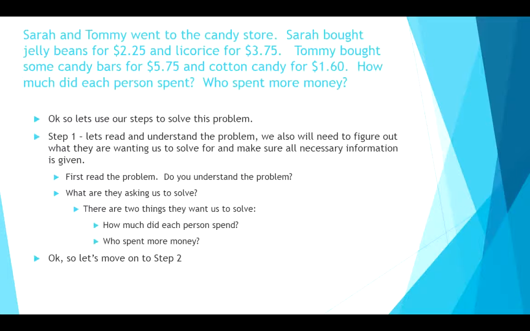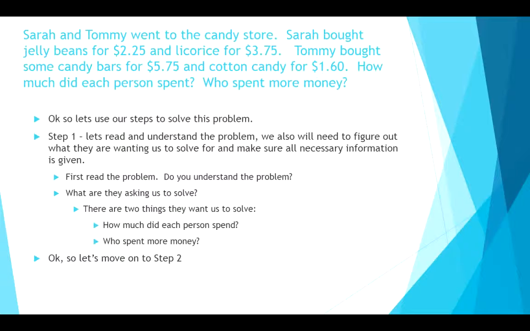Sarah and Tommy went to the candy store. Sarah bought jelly beans for $2.25 and licorice for $3.75. Tommy bought some candy bars for $5.75 and cotton candy for $1.60. How much did each person spend, and who spent more money?